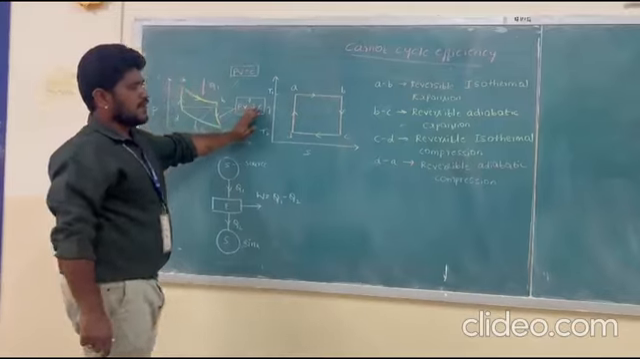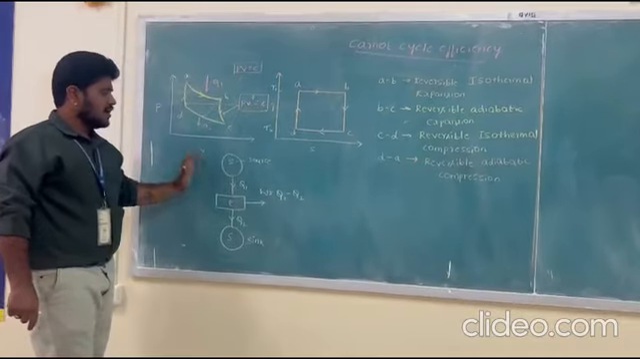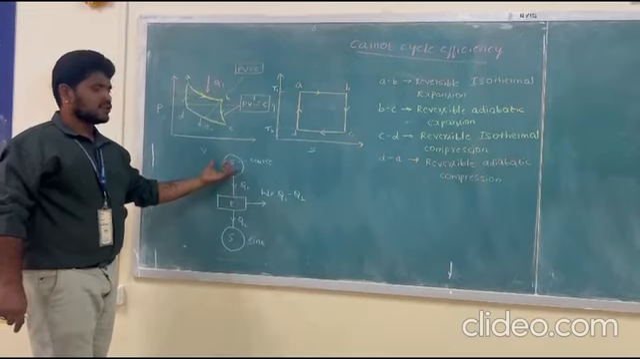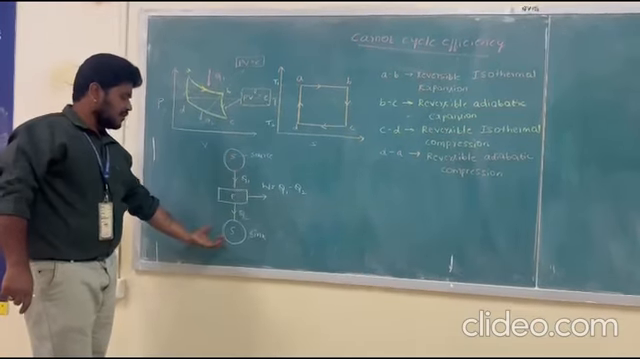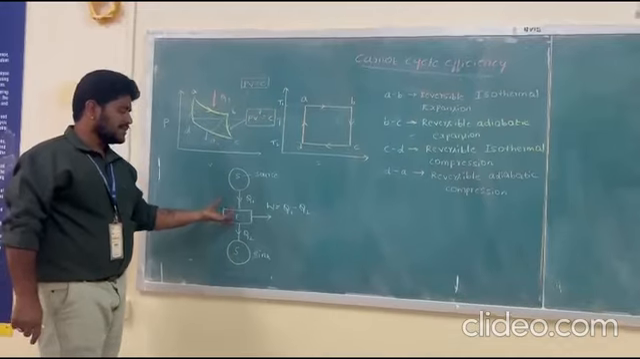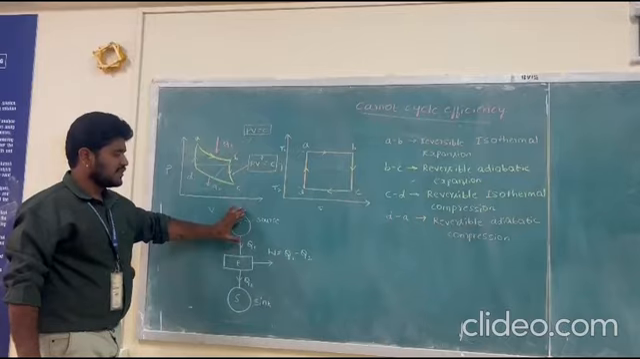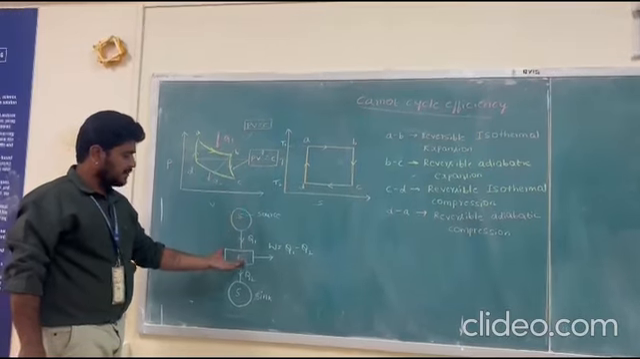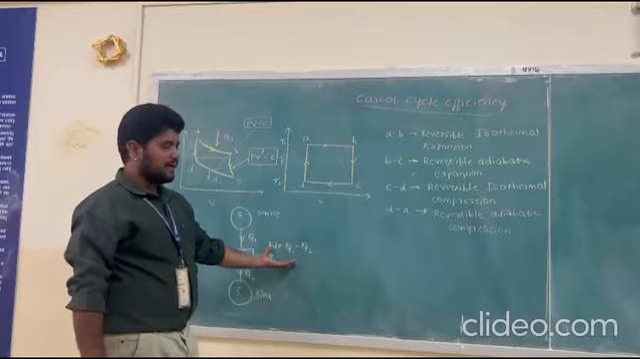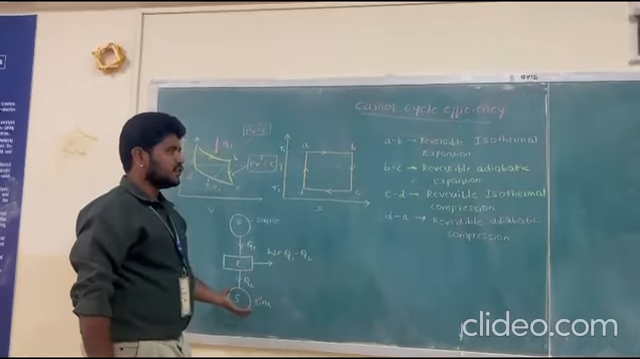Before going to this PV and TS diagram, let us see this. Here we have a source and a sink. The source is maintained at high temperature, whereas the sink is maintained at low temperature, and this is the engine. From the high temperature reservoir, we can also call it the source, heat is supplied to the engine, some amount of work will be done here, and finally heat is rejected to the sink.